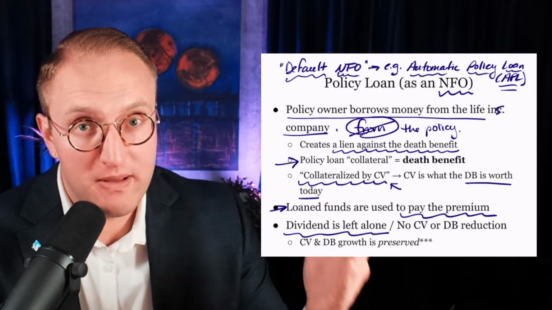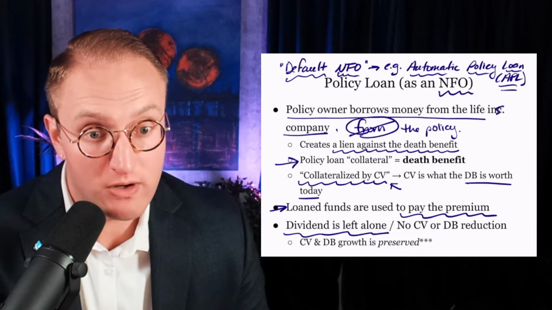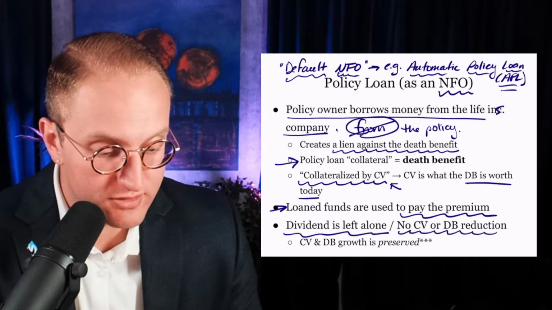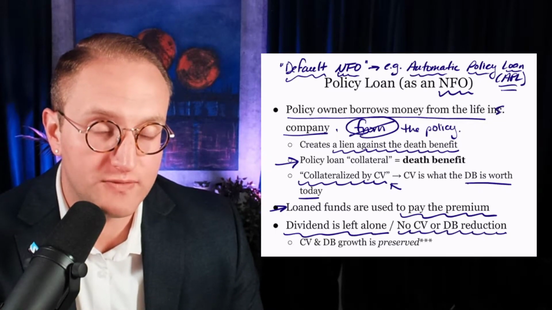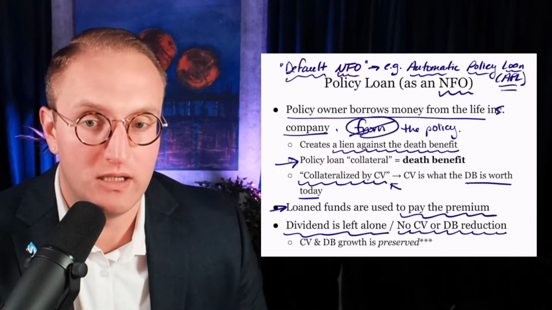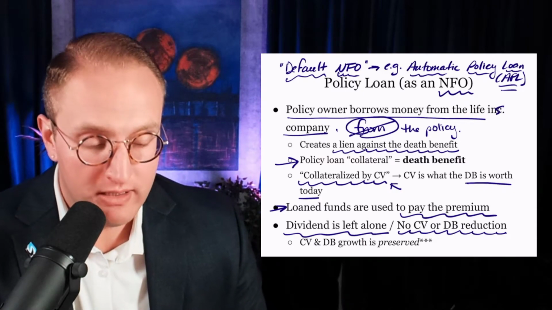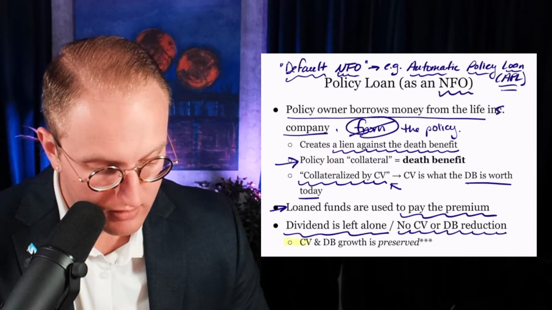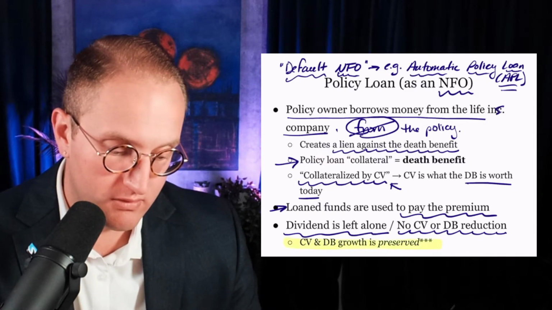It's going to buy more death benefit. That's going to increase cash value. Great. We want that. We're also not partially surrendering, so there's no reduction in death benefit or cash value growth. All we've done is put a lien against the death benefit. And so, consequently, we have preserved our cash value and death benefit growth.